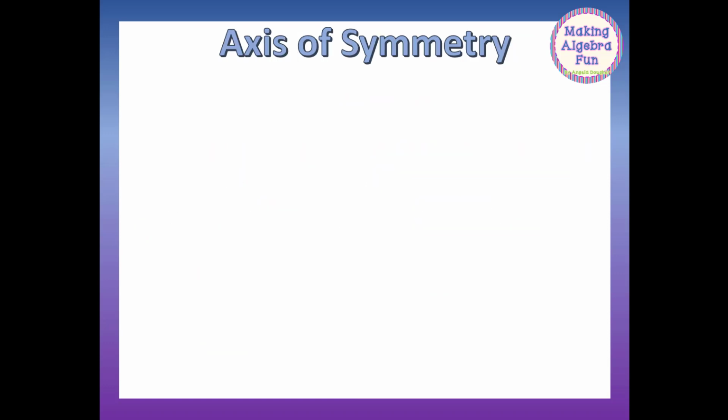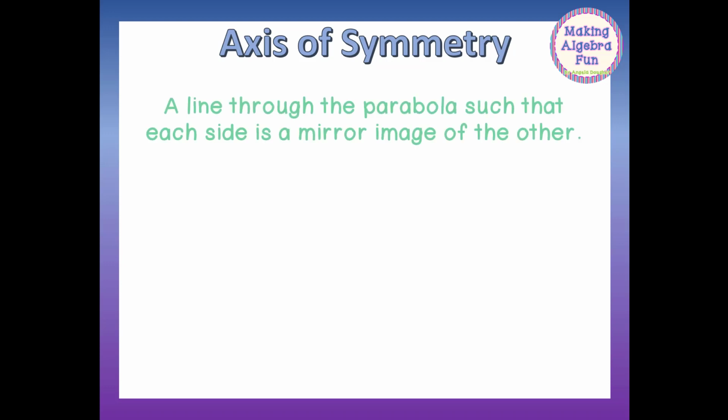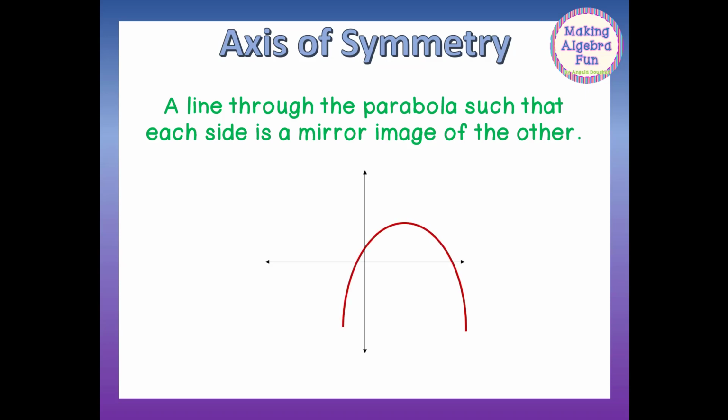Now I want to talk about axis of symmetry. The axis of symmetry is an imaginary line through a parabola such that each side is a mirror image of the other, meaning that if you were to fold the parabola on that line, the left and the right side would match up. So here's an example of a parabola, and the axis of symmetry would be right down the middle.